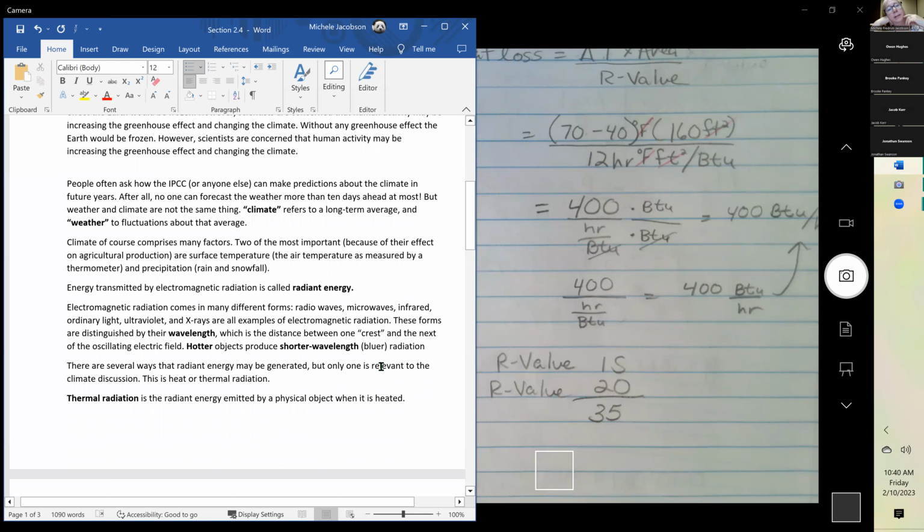Climate, of course, comprises many factors. Two of the most important ones are the effect on our agriculture or production, and surface temperatures, the air measured by a thermometer, precipitation, and rainfall.